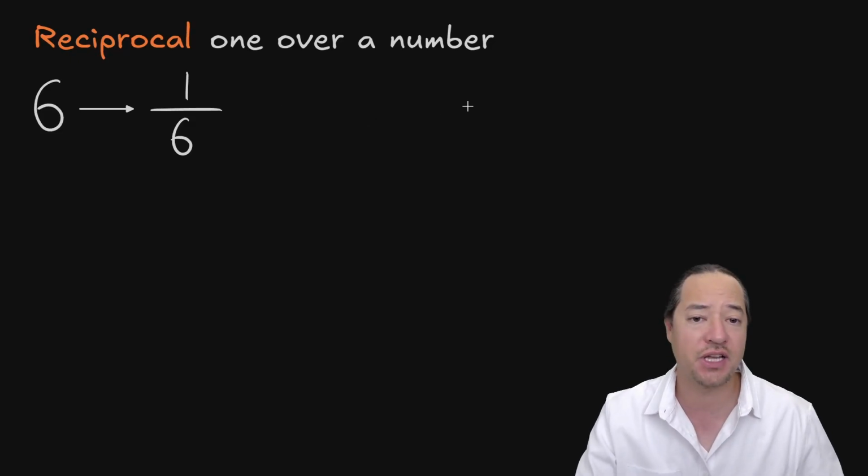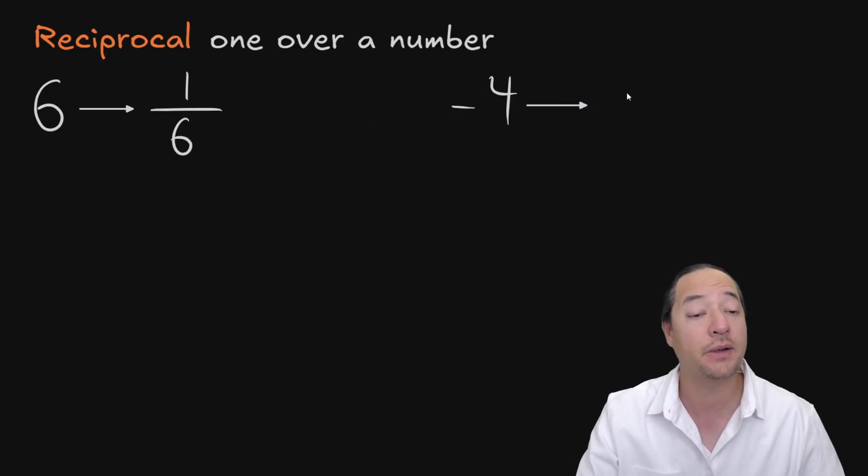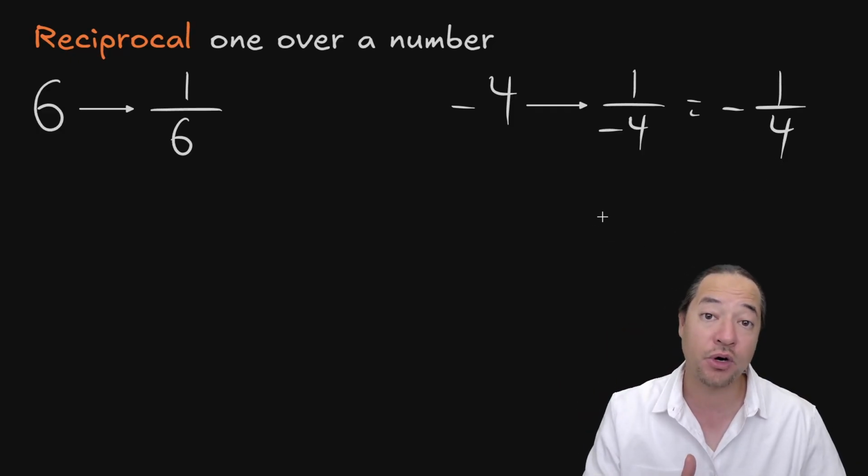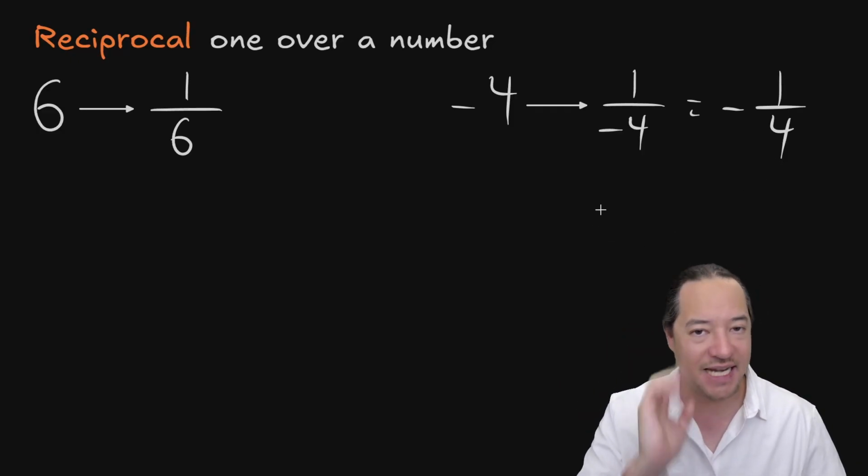We could try another example. How about negative 4? What's the reciprocal of negative 4? Well, it's just going to be 1 over negative 4. And of course, we could also write this as negative 1 over 4. Okay, so negative 1 over 4 is the reciprocal of negative 4.